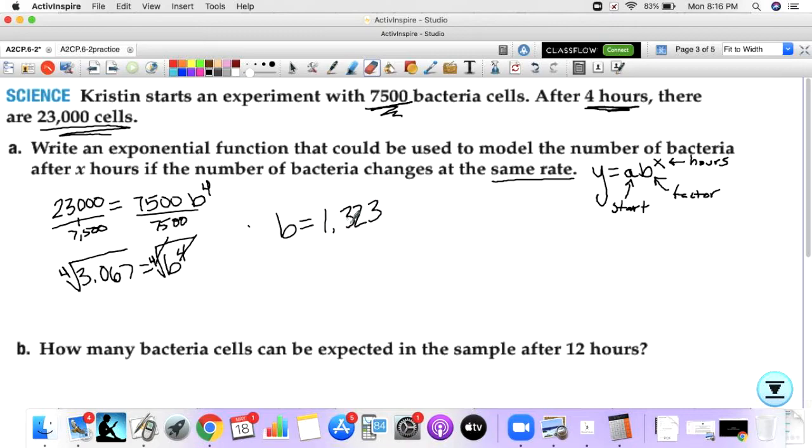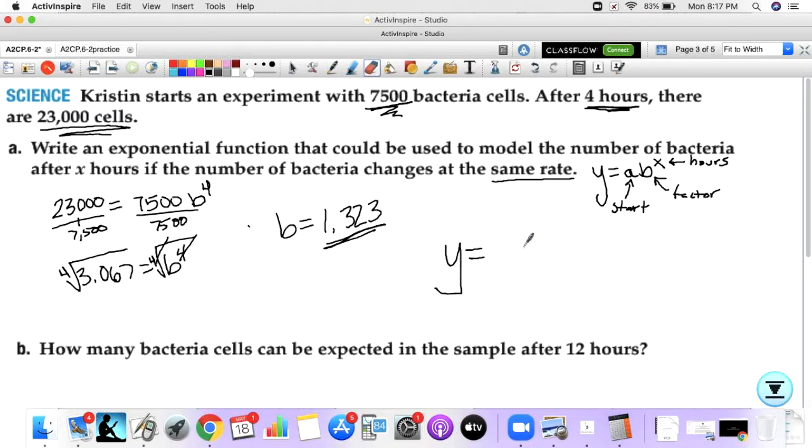Now, this 1.323 is not our answer. Okay, the answer is they want us to write a function. This is our growth factor, and if you remember anything about growth factors, they have to be bigger than 1, and this is just a little bit bigger than 1. So our equation is going to be y equals.